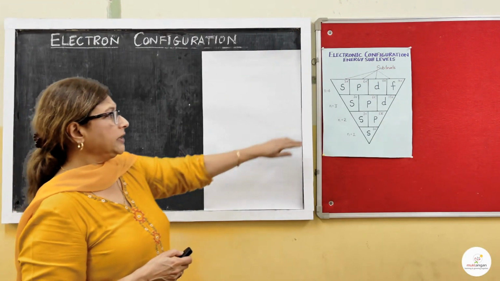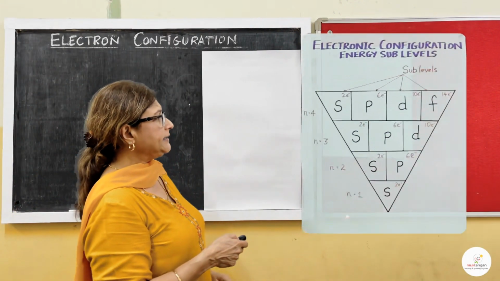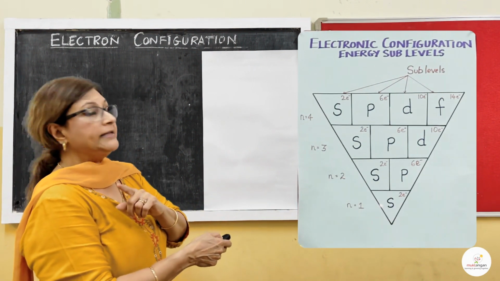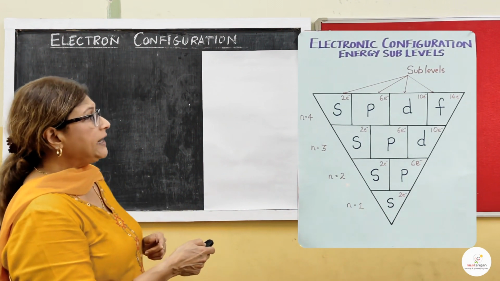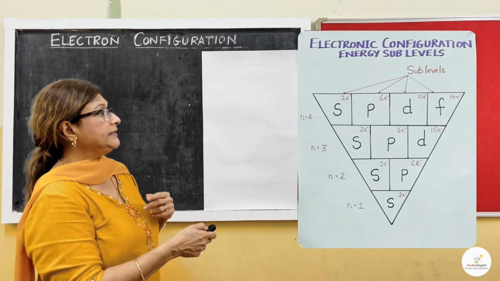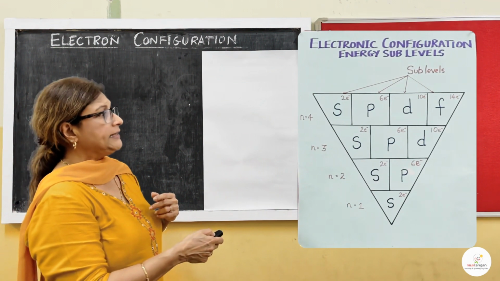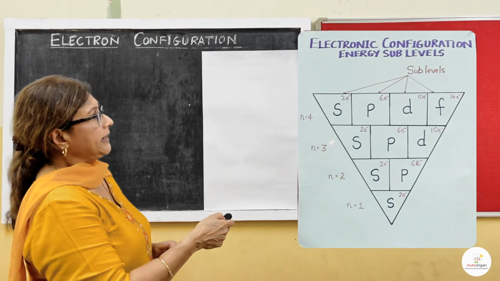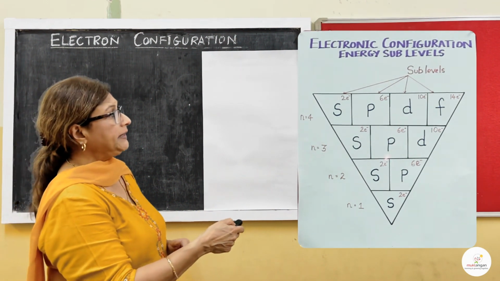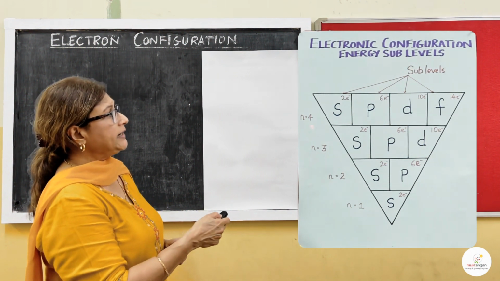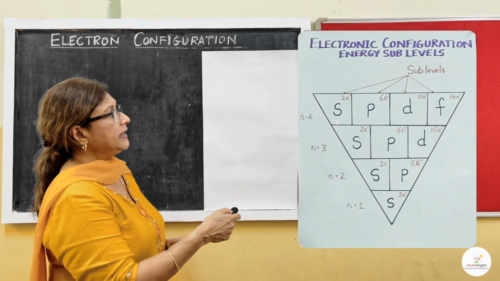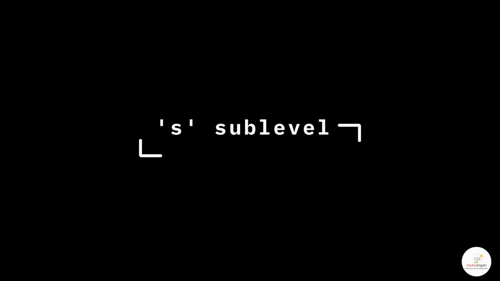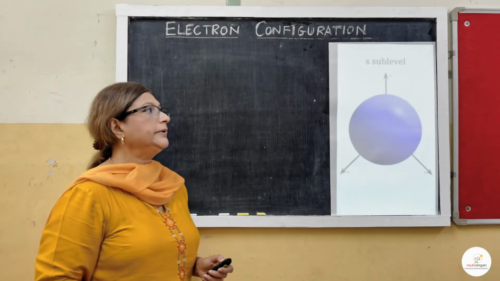If you look at this chart, you can see that energy level 1, that is n1, has only 1 sublevel, and that sublevel is s. Energy level 2 has 2 sublevels, s and p. If you look at energy level 3, it has 3 sublevels, s, p and d. And the last one, energy level 4, has 4 sublevels, s, p, d and f. So let's look into each sublevel.